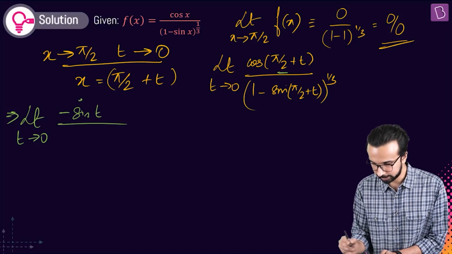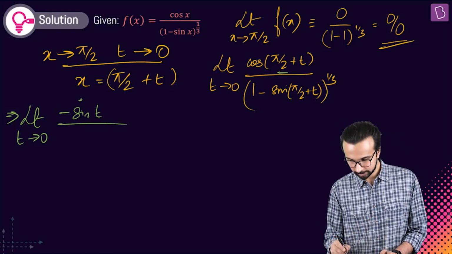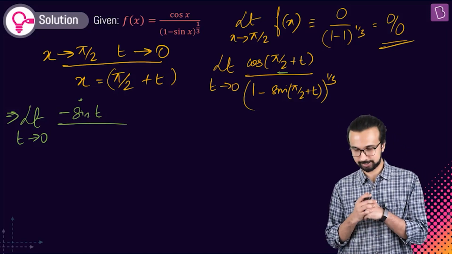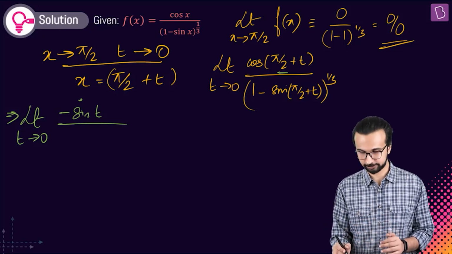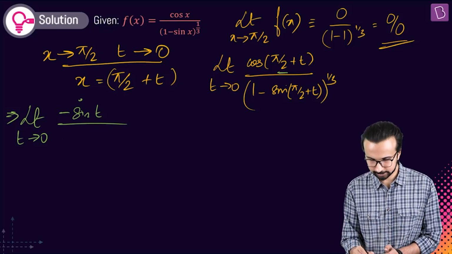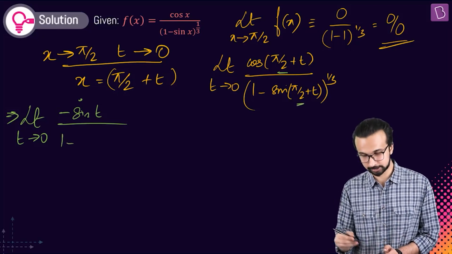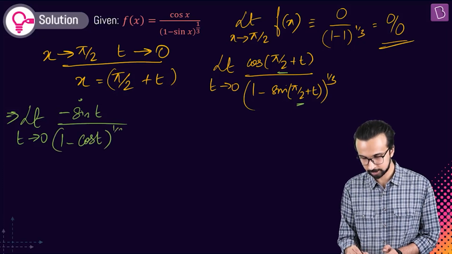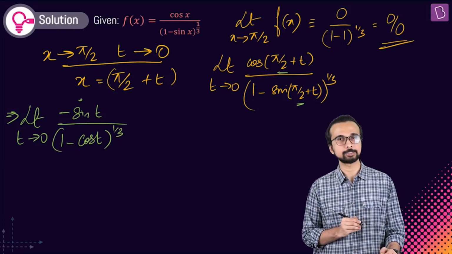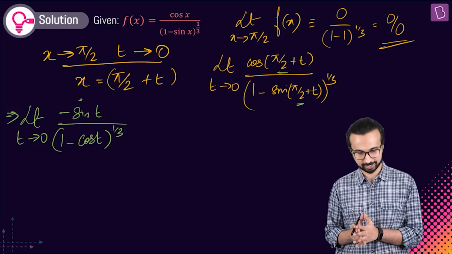Let's divide it by the denominator. Sine of pi by 2 plus t: sine in the second quadrant is positive, so that remains as it is, but since it's pi by 2 plus t, it becomes cos t. So there we have 1 minus cos t raised to 1 by 3. This is the new version of the limit that we have.